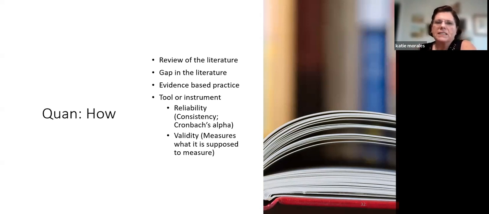And then we have validity. This is saying that we're measuring what we think we're measuring. So if you're looking at stress, but you have a tool that measures anxiety, we already have some validity issues. So we need to start with a concept analysis to say, this is what we want to measure. This is what it is. This is what it's not. And then find a tool that specifically measures that concept.